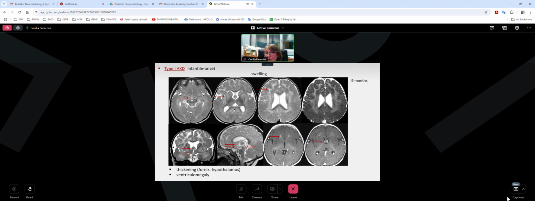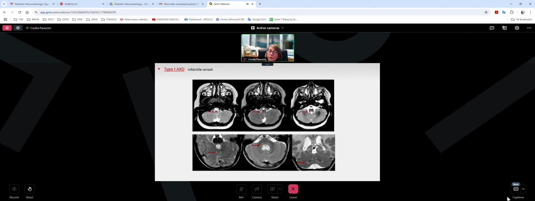on diffusion we can have an increased diffusion of the involved white matter. There is a thickening of some structures such as fornix, hypothalamus, chiasma, and the quadrigeminal plate with consequent stenosis or substenosis of aqueduct and ventriculomegaly. And we can have also a nodular contrast enhancement in frontal white matter and fornix.